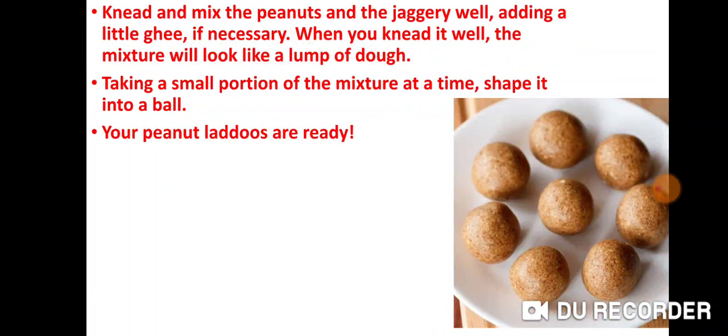Knead and mix the peanuts and the jaggery well, adding a little ghee if necessary. Once the entire mixture is ready and you have roasted the peanuts properly, please note that you need to put it in the mixer and grind it into a paste, and then add jaggery to it. And when you're kneading it, you require to add a little ghee as well so that the lumps are formed properly. When you knead it well, the mixture will look like a lump of dough.